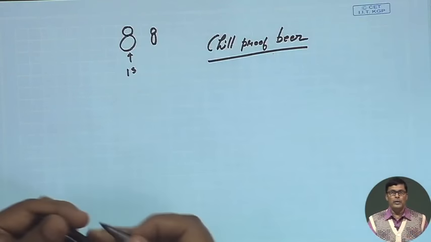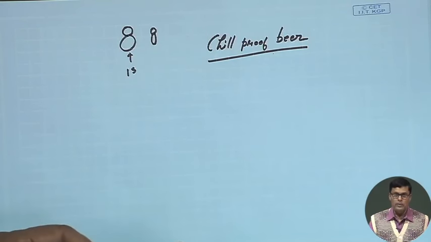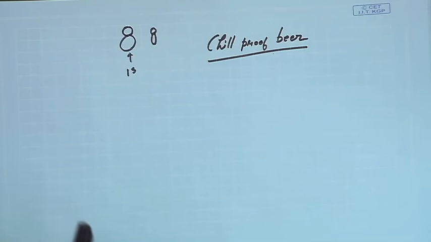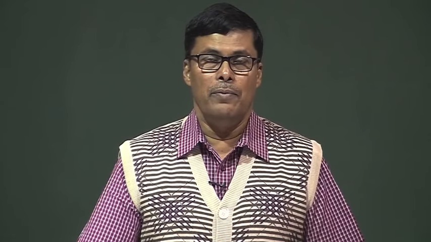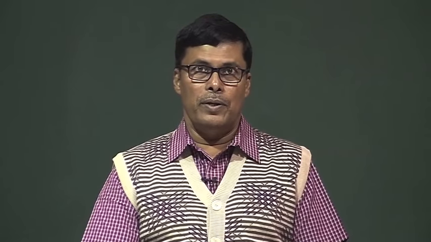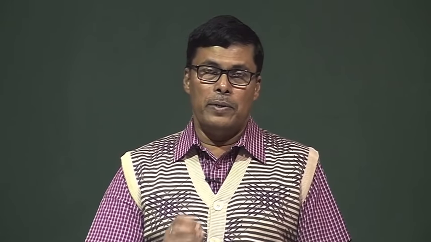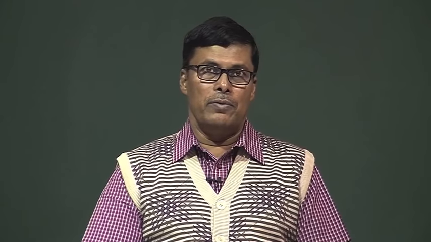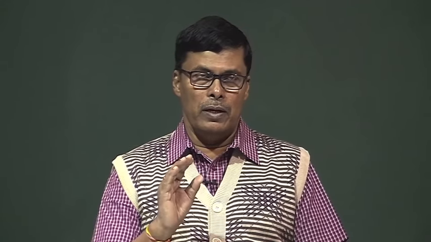What is chill-proof beer? I already mentioned that beer contains a good amount of protein. And protein, as you know, precipitates out at high temperature and low temperature. Usually beer is served under chill conditions. Now, in chill conditions, if the protein precipitated out, what will happen? The beer will look hazy. That is undesirable. It should be perfectly clear.